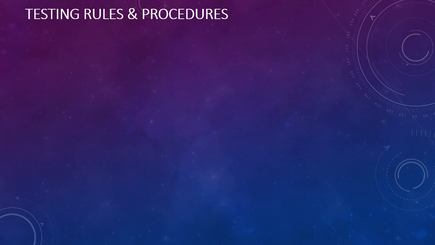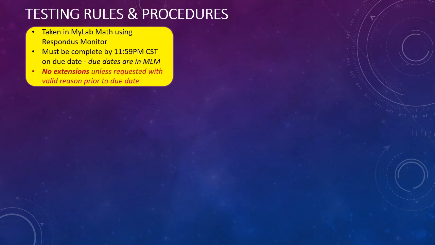So what about the rules and procedures? The test, like you saw with the sample test, hopefully by now, well, you will see, sorry. All of your tests are taken in Mylab Math using the Respondus Monitor, okay? This requires you to have a webcam and a PC. You can use the webcam on your PC, which most have now, or you can buy an external webcam that plugs in through a USB port, and these are as cheap as $8 to $10 to $15, so they're not a huge expense.